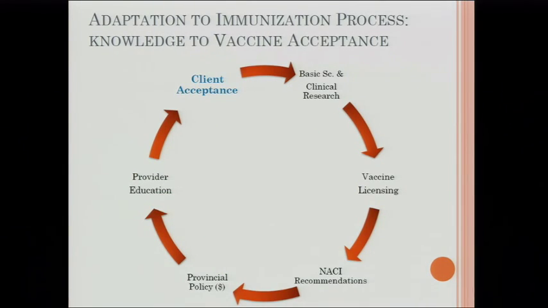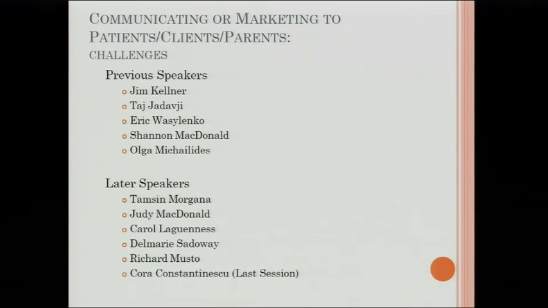I've borrowed liberally from that model and tried to adapt it to the immunization process, knowledge to vaccine acceptance, starting with basic and clinical science research, to vaccine licensing, to NACI and CIC recommendations, to provincial policy decisions, i.e. funding is really what we're talking about here, provider education, client acceptance, highlighted here, but I will not talk about that aspect very much. We've had some wonderful speakers prior to this session talking about client acceptance and that complex and yet to be cracked field of knowledge.